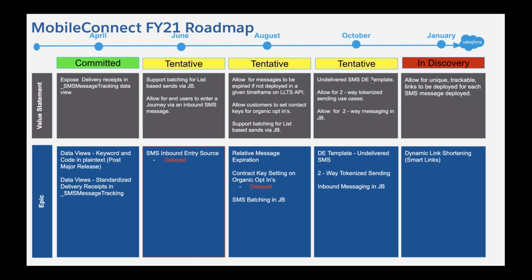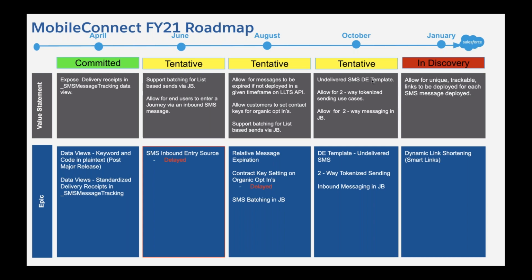Moving on to October, this is one I'm doing a lot of discovery for right now. We're calling it the undelivered SMS DE template. The idea is to provide a templated data extension that would act as a log for sends that are unattempted. As I mentioned earlier, if your mobile number format is invalid for the country you're trying to send into, we go ahead and throw that out. We never attempt it, and it's not surfaced anywhere right now.